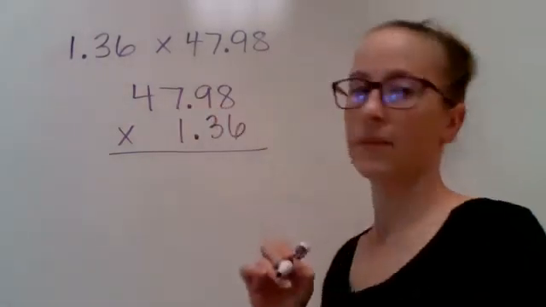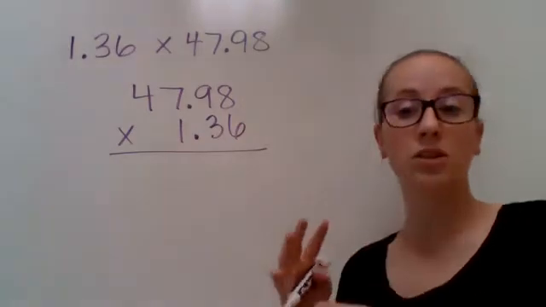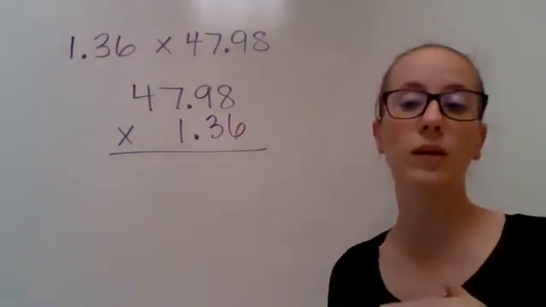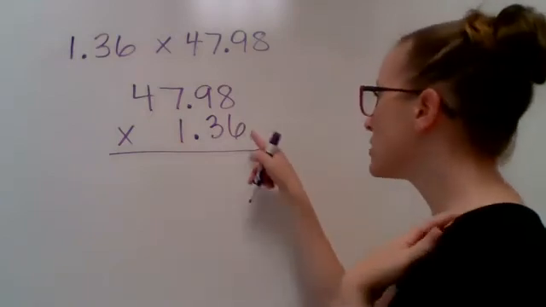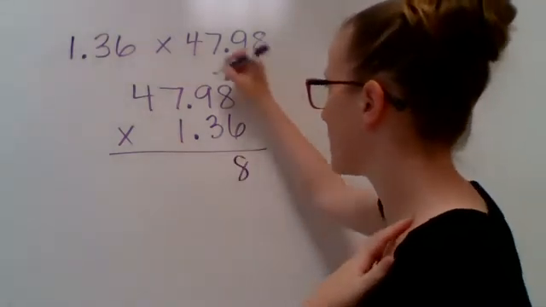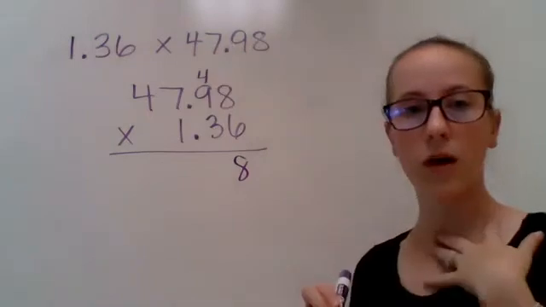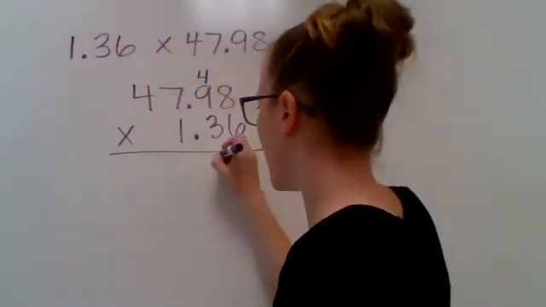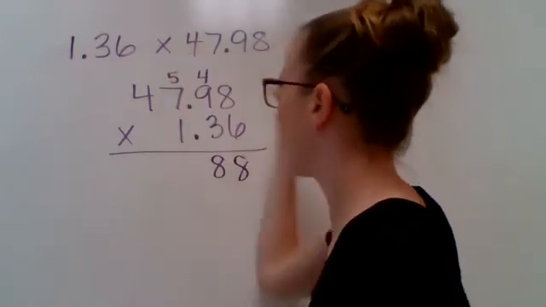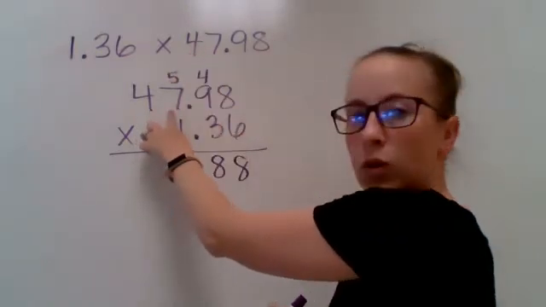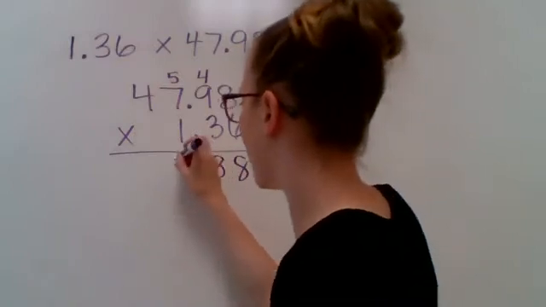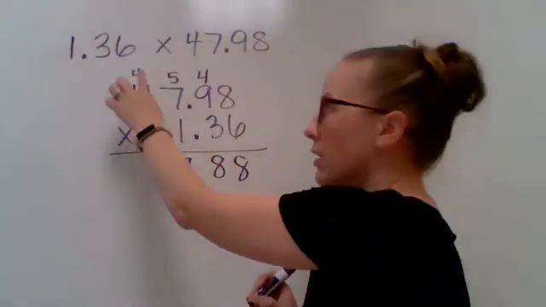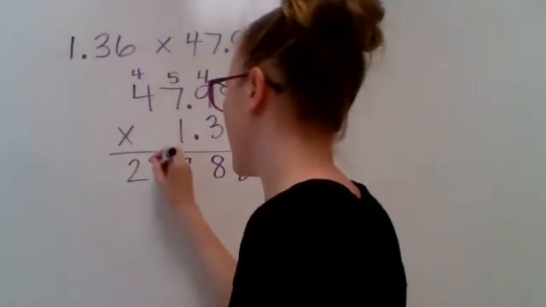Okay. Now that I've set up my problem, it's time to solve. And I'm going to ignore my decimal point for the time being and deal with it a little bit later in my math. So 6 times 8 is 48. Regroup the 4. 6 times 9 is 54 plus 4 is 58. Regroup the 5. 6 times 7 is 42, plus 5 is 47. And 6 times 4 is 24, plus 4 is 28.